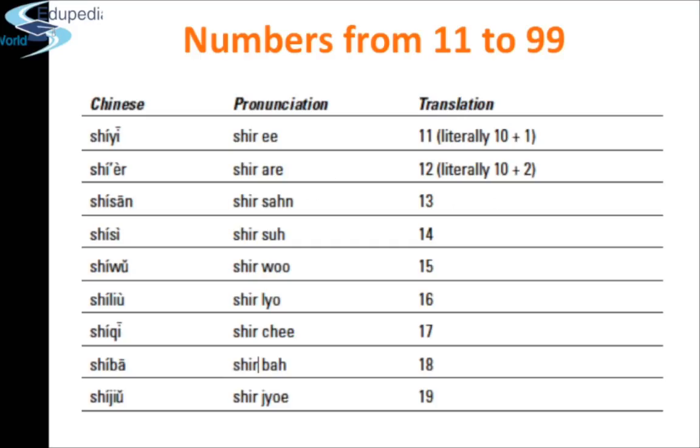After the number 10, numbers are created by saying the word 10 followed by the single digit that, when added to it, will combine to create numbers 11 through 19. It's really easy. For example, 11 is 十一, which literally is 10 plus 1. Same thing goes for 12, 十二, and so on through 19. Let's see this form and do some reading.